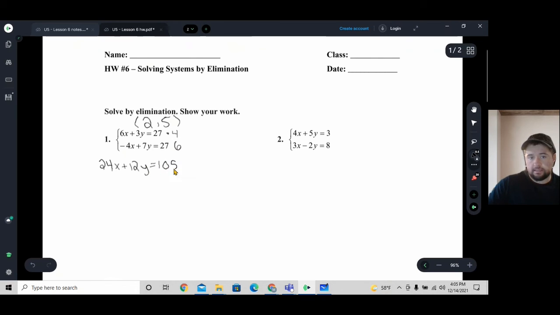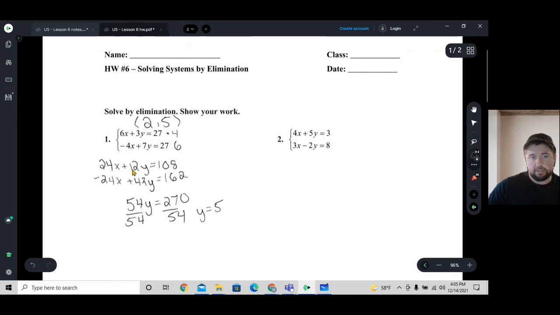And in my bottom equation, I'm going to have negative 24x plus 42y equals, let's see, 6 times 27, 162. Okay, my x's will cancel. 54y equals 270. Divide by 54, and we get y equals 5.